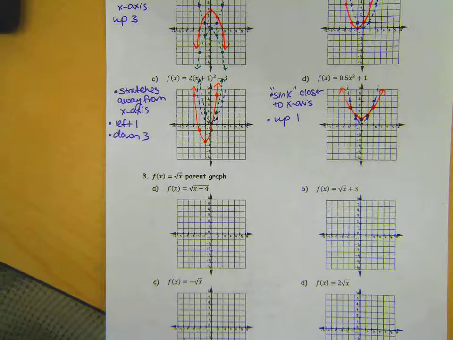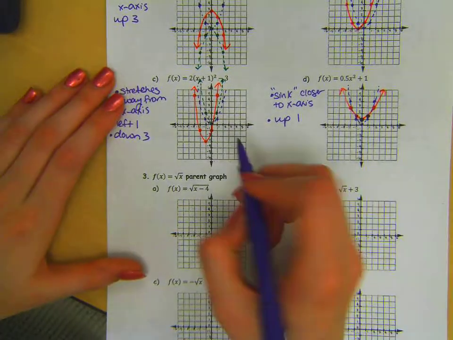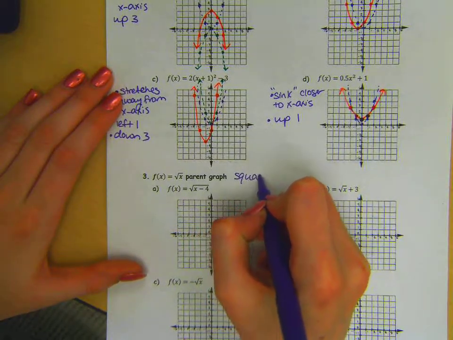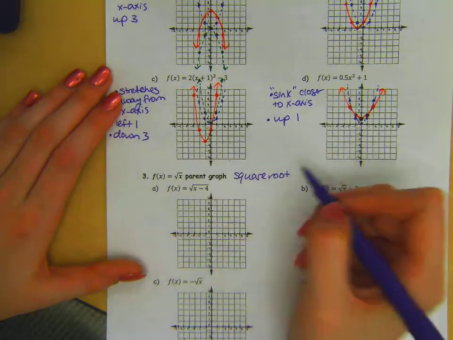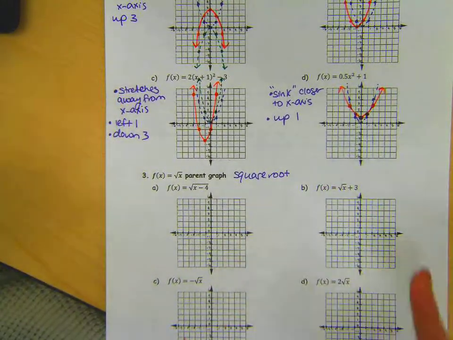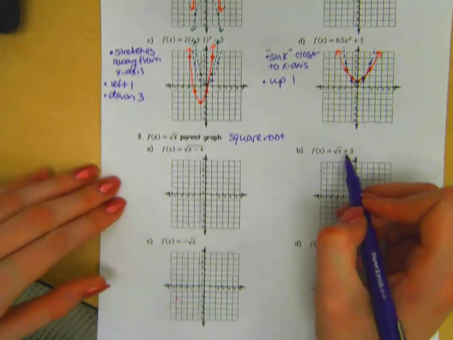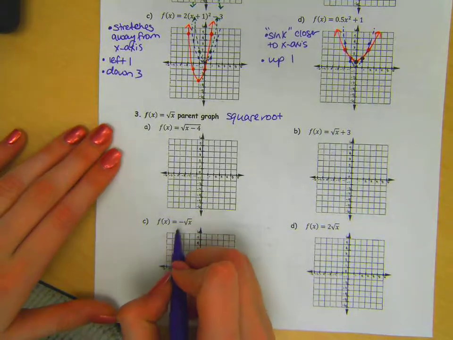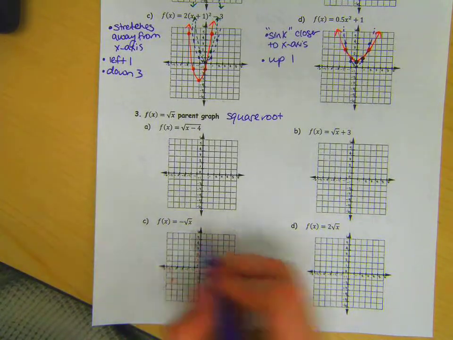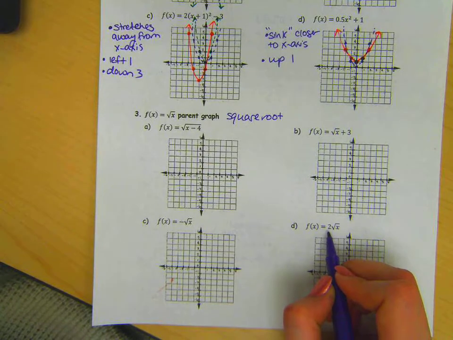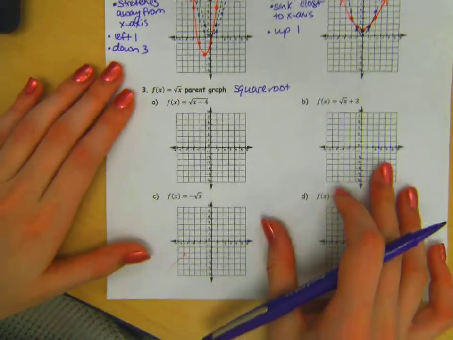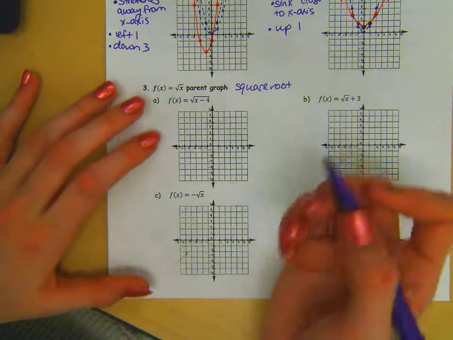All right, moving on to the parent graph, this is the square root. Square root, so if anything's under the square root, we think of that as our phase shift. If it's not under the square root, that's our vertical shift. Negative outside, that's a reflection. A coefficient out front, that is a dilation. So starting with the parent graph, what that looks like.